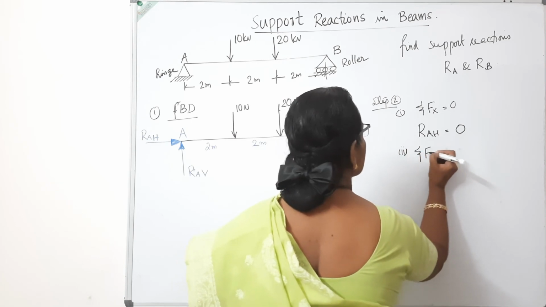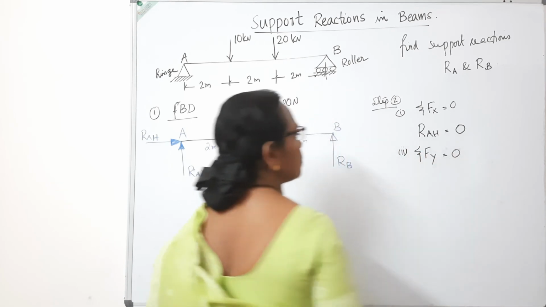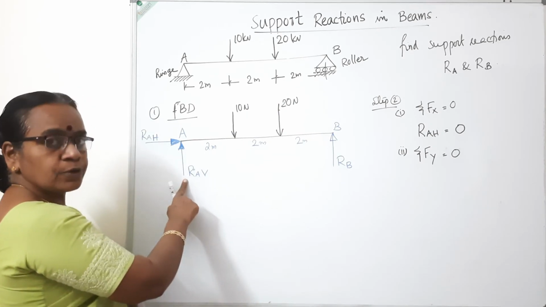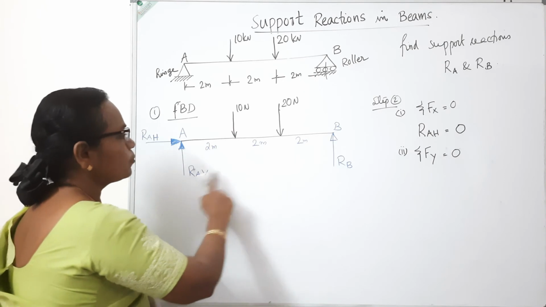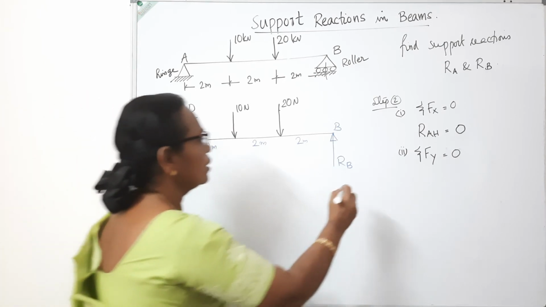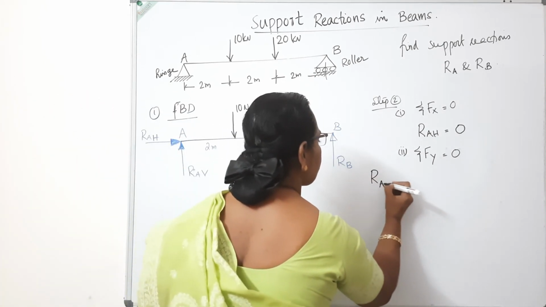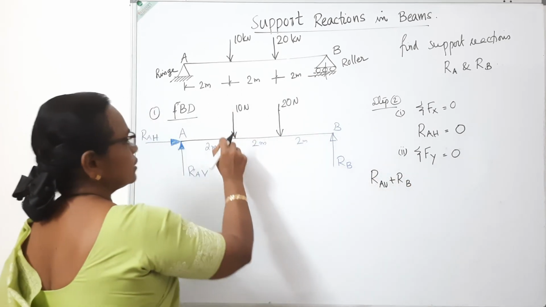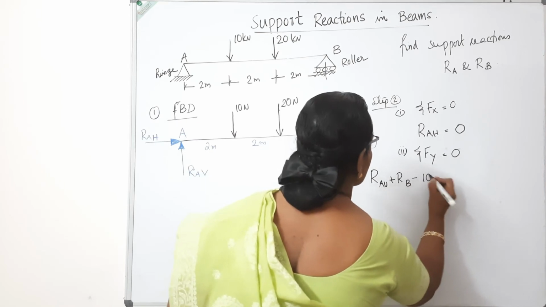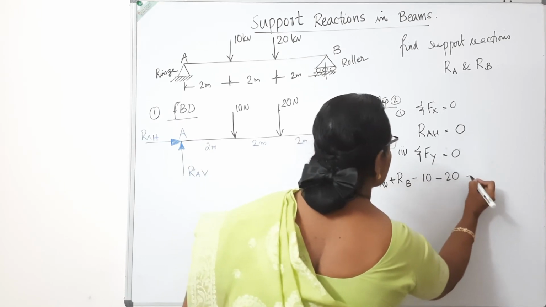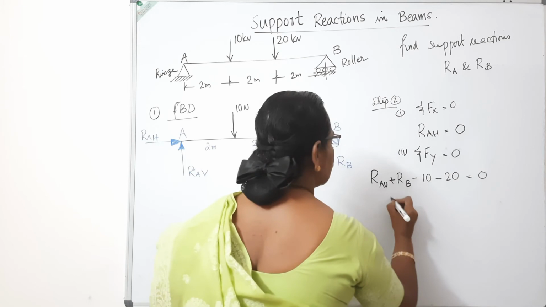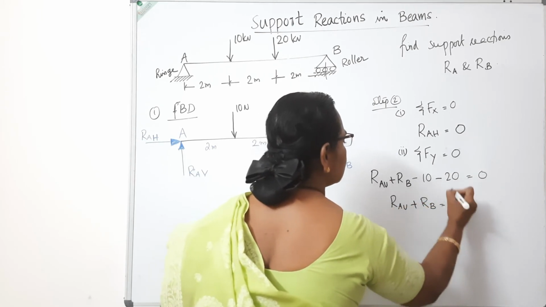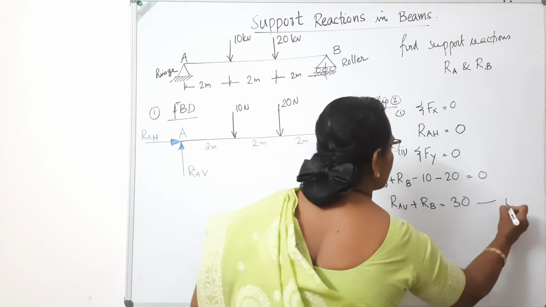Second equilibrium equation, sigma Fy is equal to 0. Sum of all the vertical forces is equal to 0. Consider upward forces positive. RAV is upward, RB is upward. So RAV plus RB, this 10 is acting downward, so minus 10 minus 20 is equal to 0. So we will get RAV plus RB is equal to 10 plus 20, 30. Equation 1.